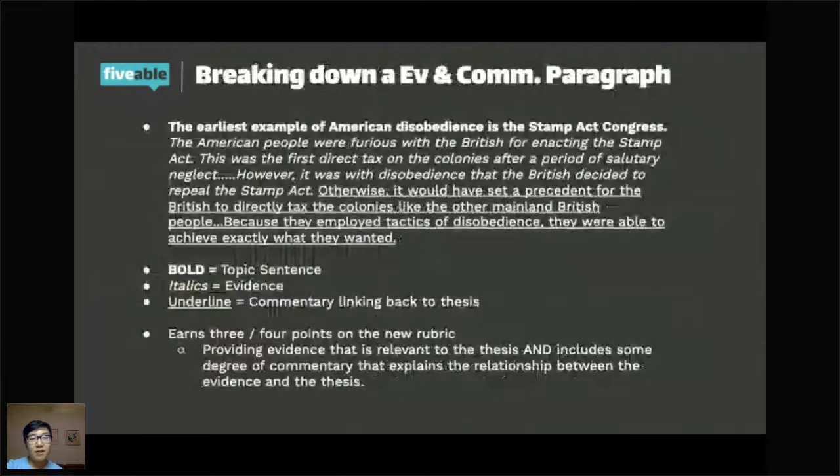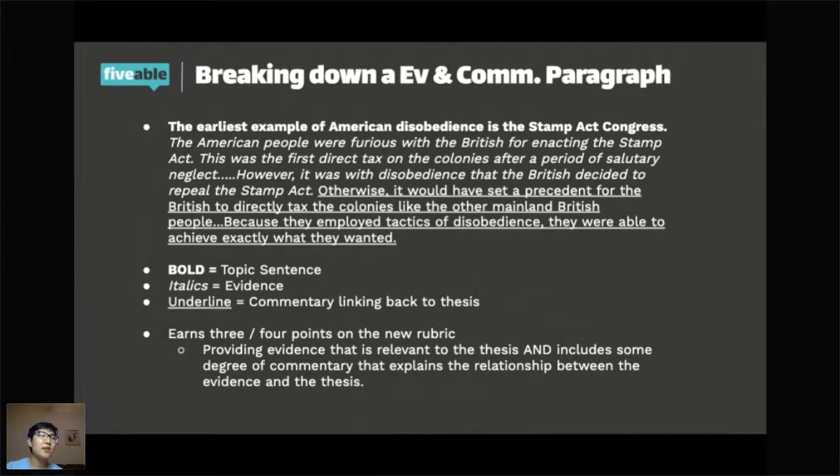So for an evidence and commentary paragraph, I took this example from College Board, edited a little bit due to copyright. The first sentence of almost every single body paragraph for the argument essay is going to be very, very directly, basically an answer to the prompt. This one was about disobedience and whether it was necessary and the impacts of violating the law. In this case, the first sentence, which I bolded, is the topic sentence. The earliest example of American disobedience is the Stamp Act Congress.